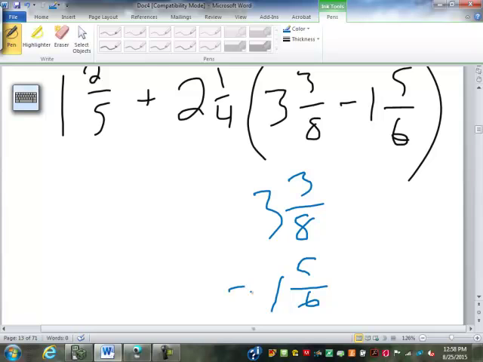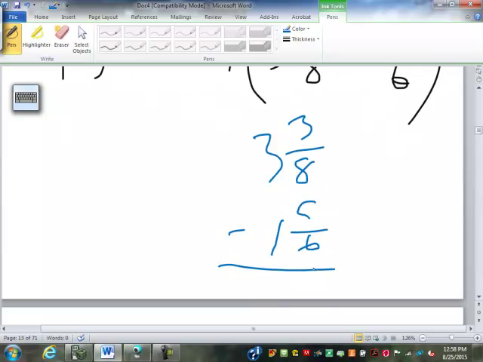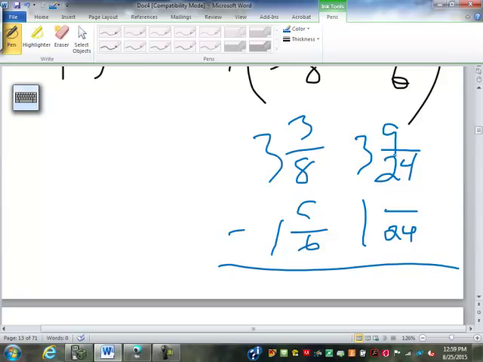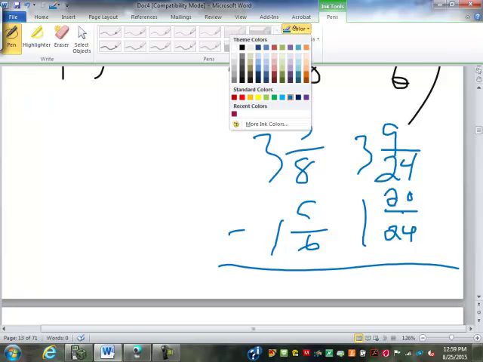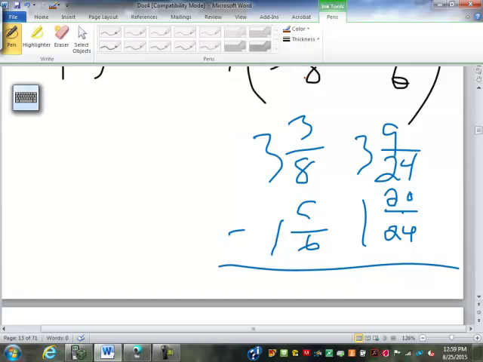Common denominator is going to be what? 24. Good. I'm just going to stick with the same color. It's too much of a pain to switch right now. So what's this one going to become? 9. And the bottom one? 20. Okay, so we go to subtract. What do we have to do? Got to borrow from the 3 to make it a 2.